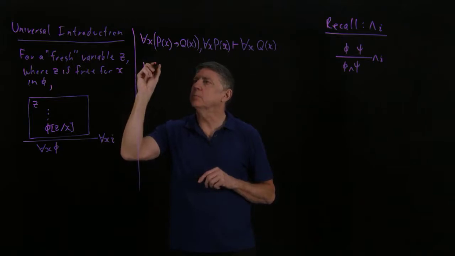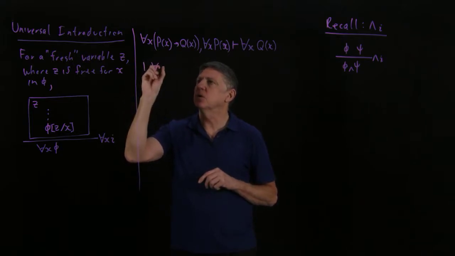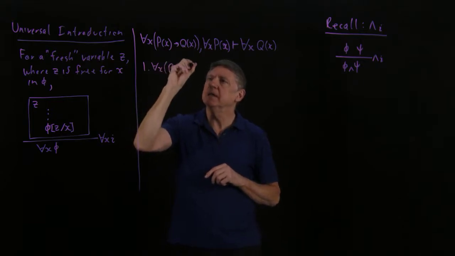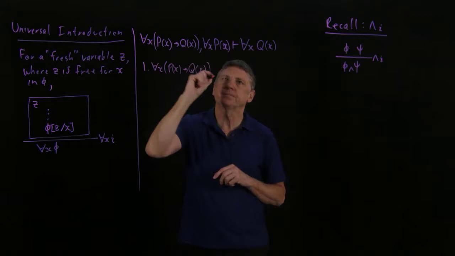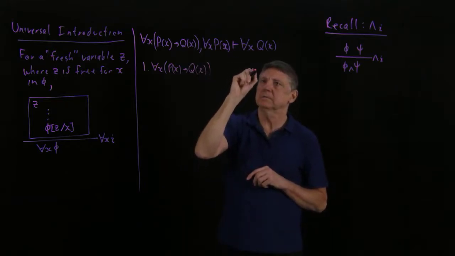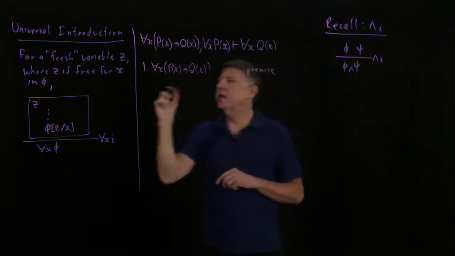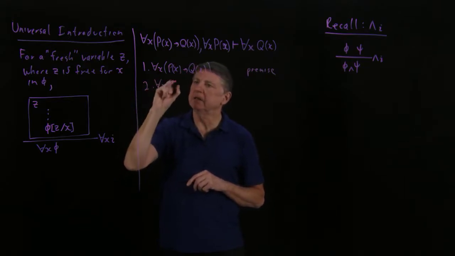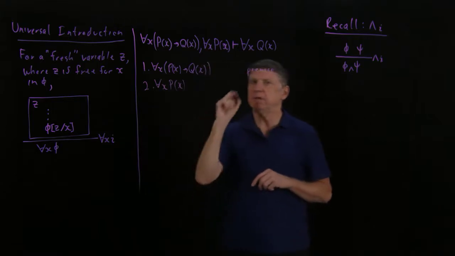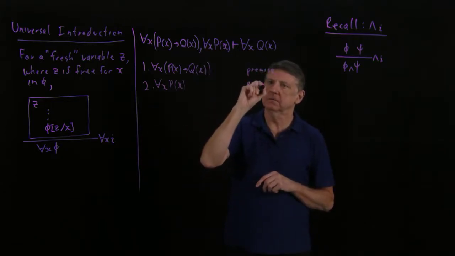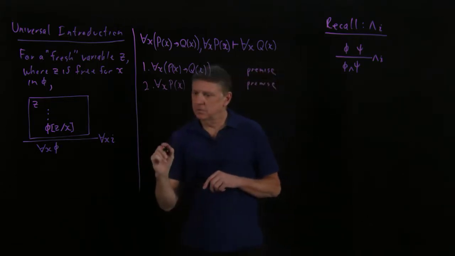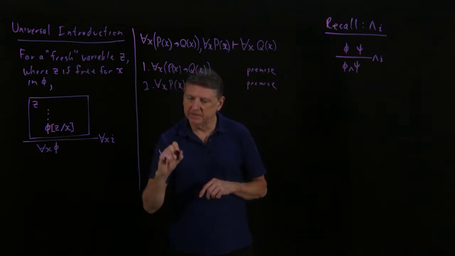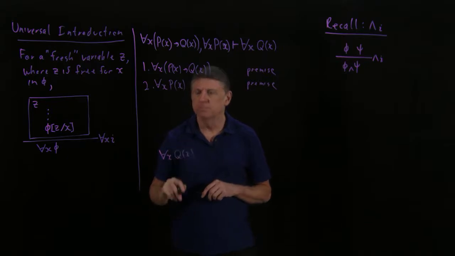So we begin our proof by writing our premises. For all x, if x is P, then x is Q. That's a premise. And we also have, we're asserting that everything in our universe is P, so that's a premise. And we want to conclude that everything is Q.